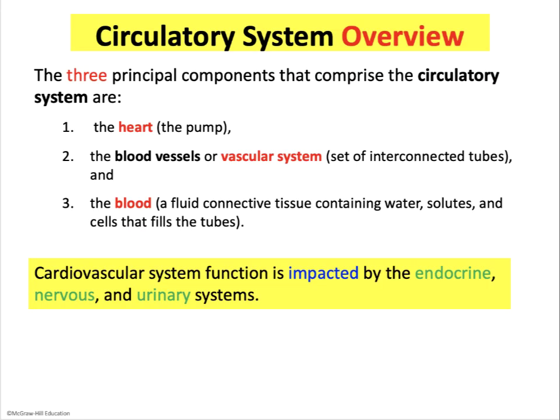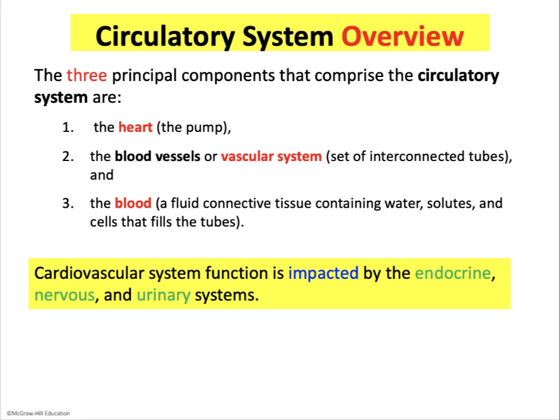Moving rapidly through these slides, the first thing to understand is that there are 3 principal components that make up the human circulatory system. There's a pump, which is the heart. There's the piping, which is the vascular system itself. And then the fluid that travels through this system, which is the blood.